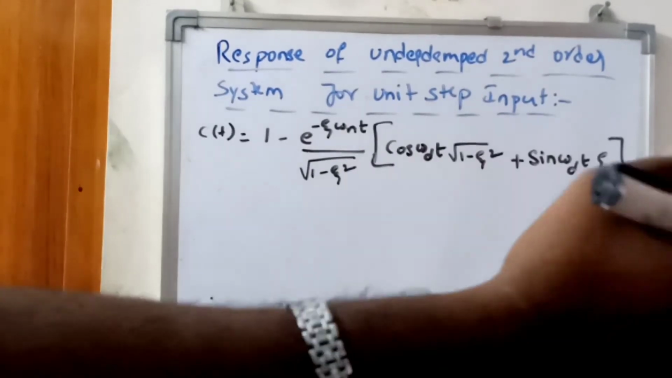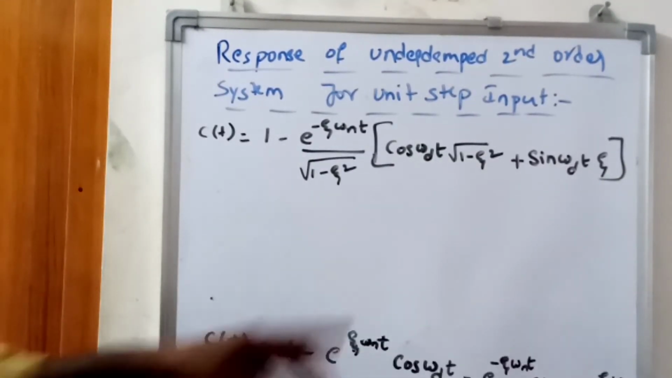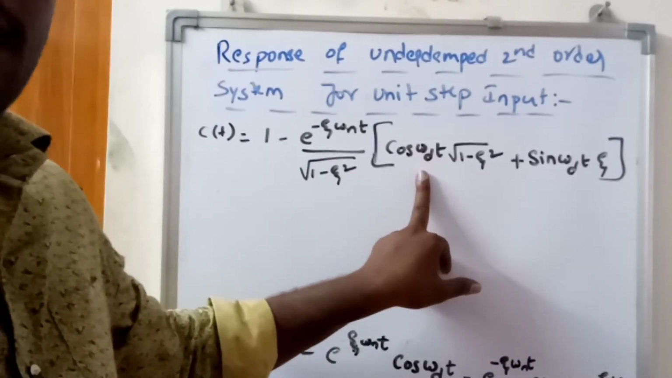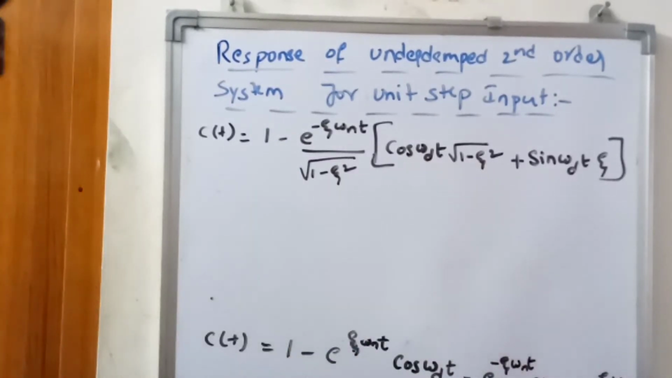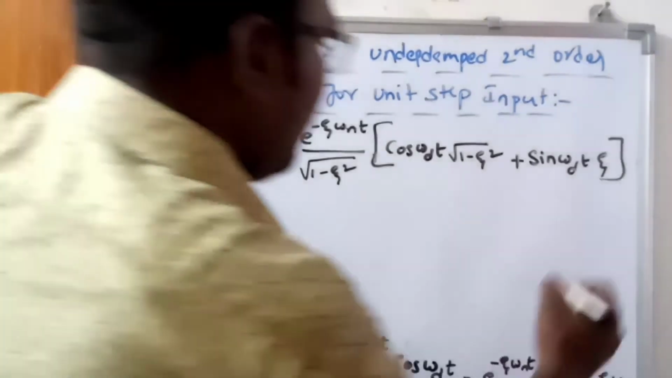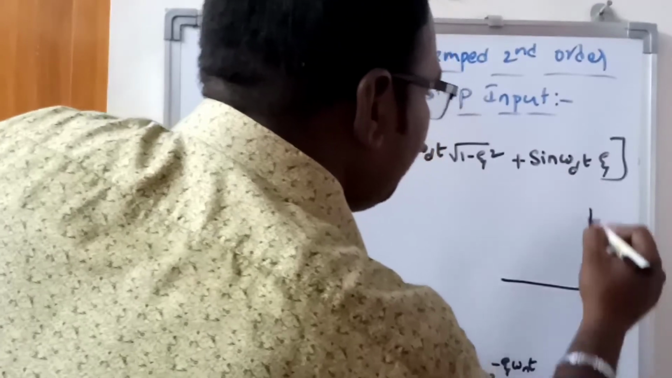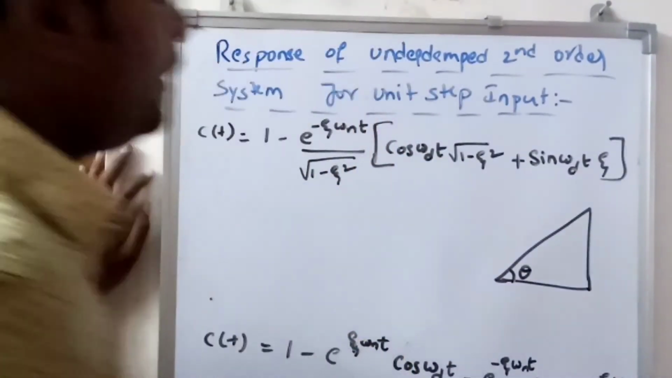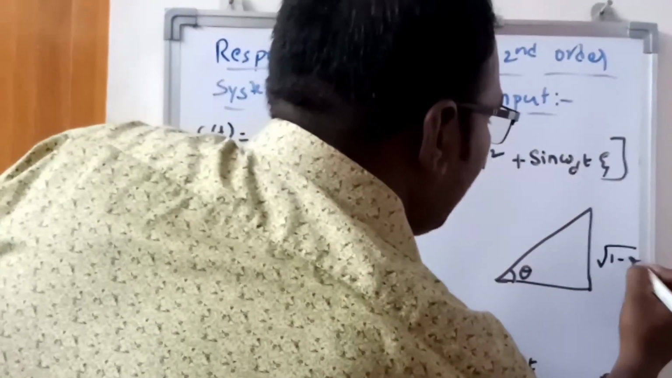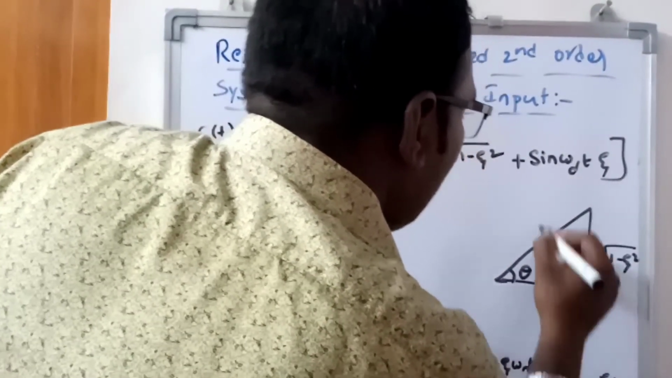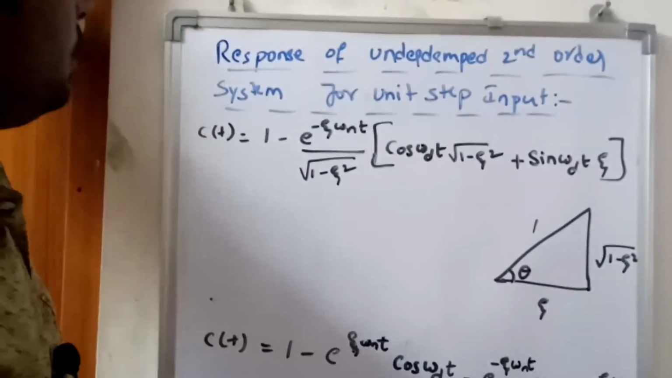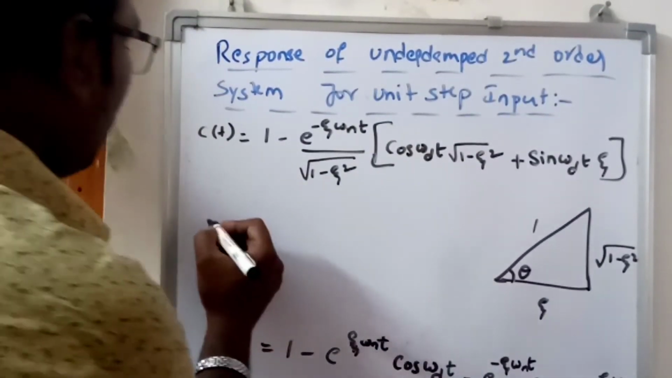Okay, see here what happens. Sin A, one is a trigonometric term and another one is a frequency term. Now we are going to take a right angle triangle, by assuming all these things. Let it be theta, with square root of 1 minus zeta square and zeta, and hypotenuse 1. Okay, now we are going to convert this like this.